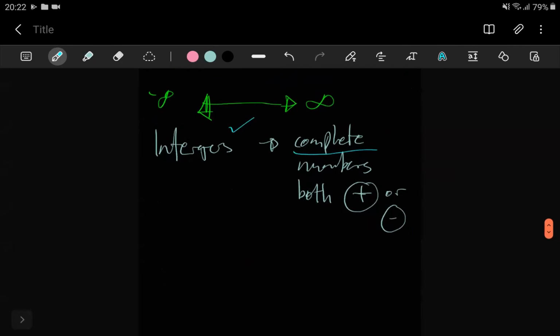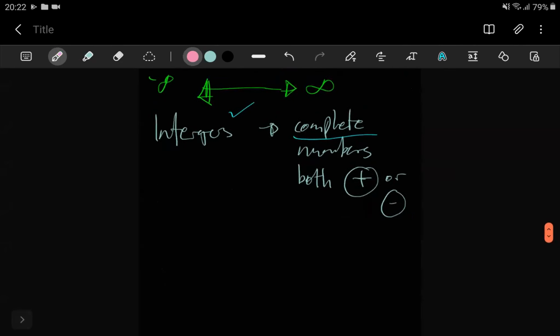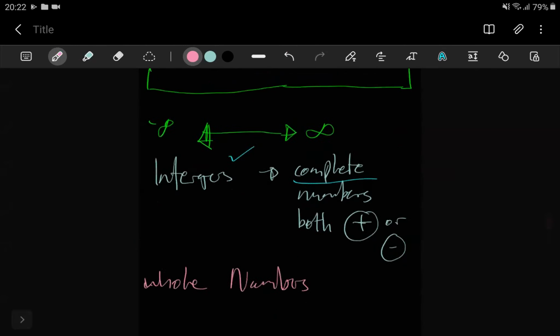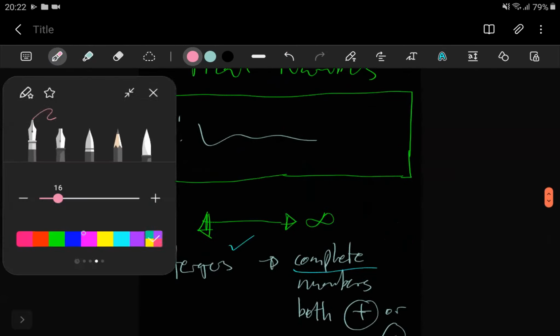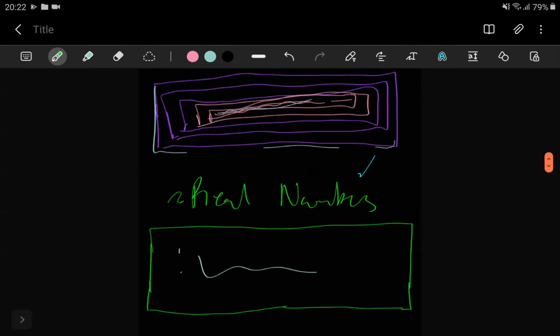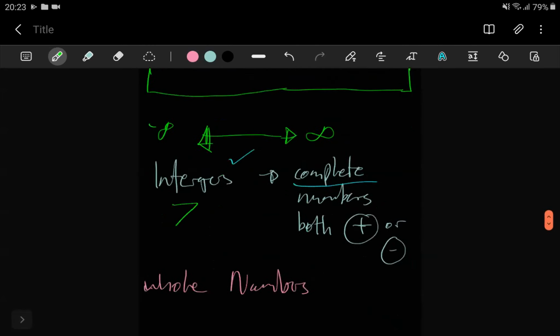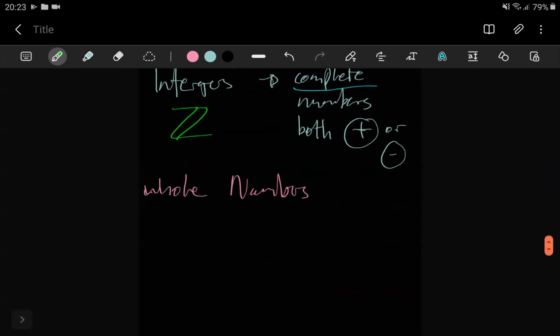Another category of numbers that we have is natural numbers. Or let's start with whole numbers. Let's also mention symbols as we go along. Real numbers, we already know the symbol is an R. Integers, we know it's a Z. And whole numbers, we know it's an N, but with a 0.